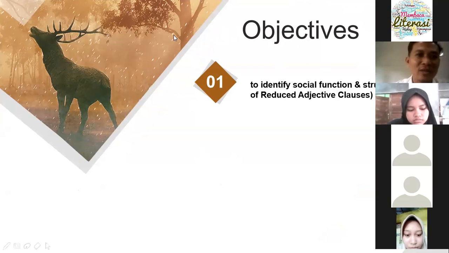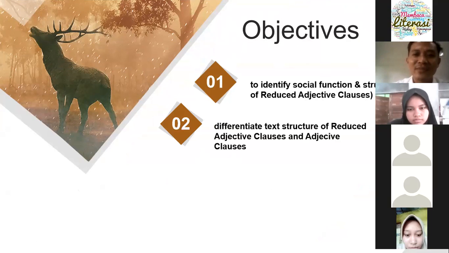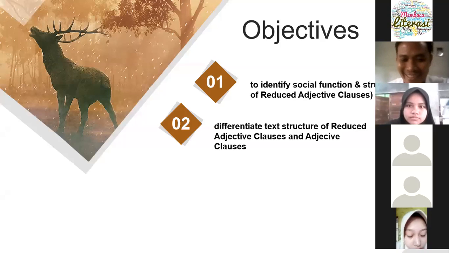I'm sorry, I'm going to skip this one. This is a conditional sentence type 2, not adjective clause. It's a typo. And then the second, the structure: differentiate the text structure of conditional sentence type 2 and type 3, not reduce adjective clauses. You know, my mind is still somewhere, I guess. So this is not adjective clause, but conditional sentence type 2.